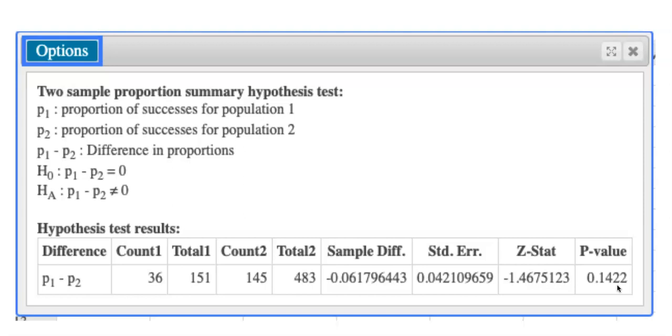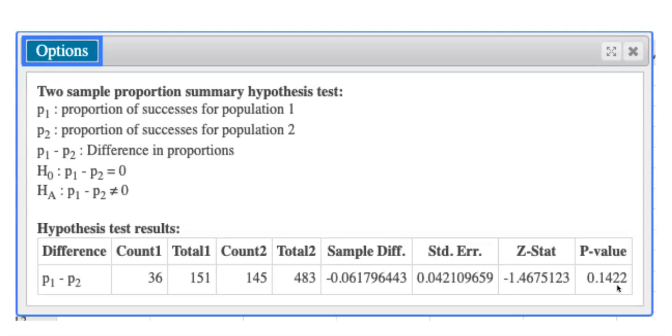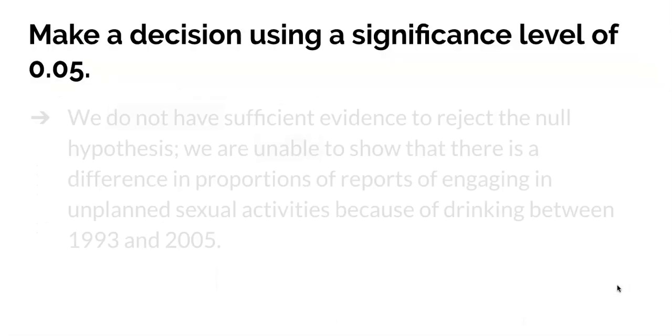Is it smaller than 5%? No. Oh no. So, do we have strong evidence against the null hypothesis? No. P is too big. P-value came out way too big. 14% chance this could have just happened by chance. So, make a decision using a significance level of 0.05. You notice it came out to be 0.14. It was 14%, and compared to 5%, 14% was too big.